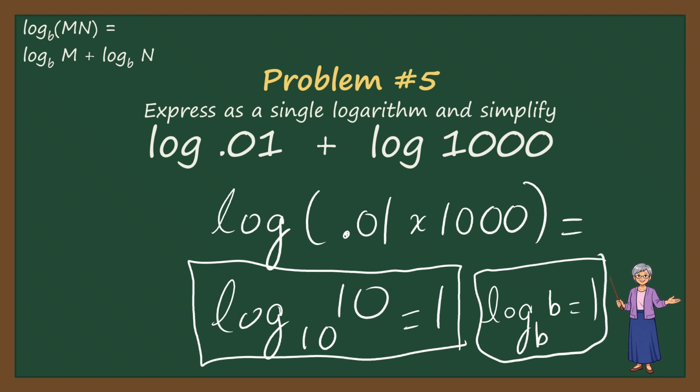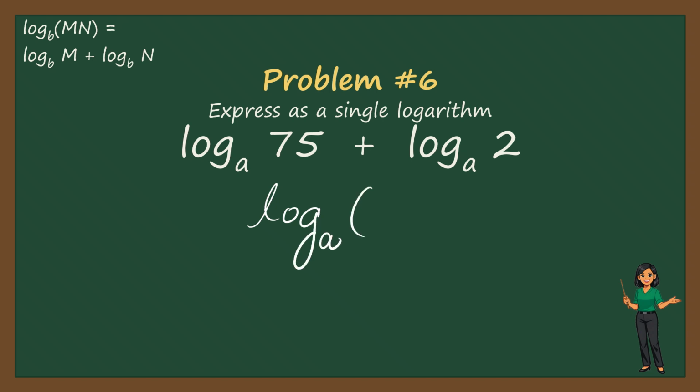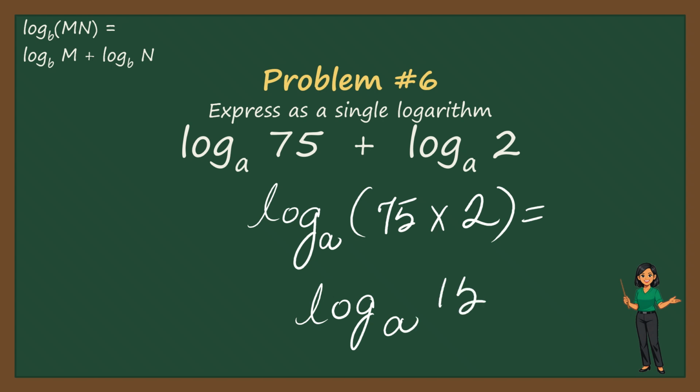Okay? All right, let's move on to problem number 6. We have log base a of 75 plus log base a of 2. Again, we're adding these, which means we have to use the product rule and multiply them. So we have log base a of 75 times 2, which is equal to log base a of 150. Okay?